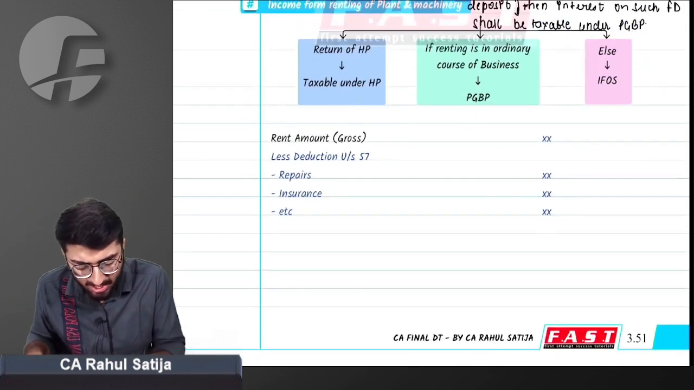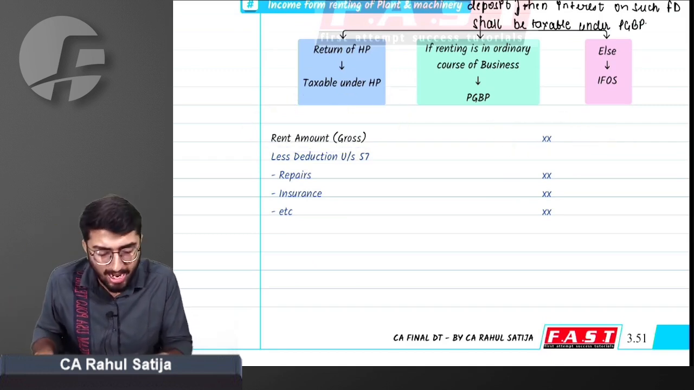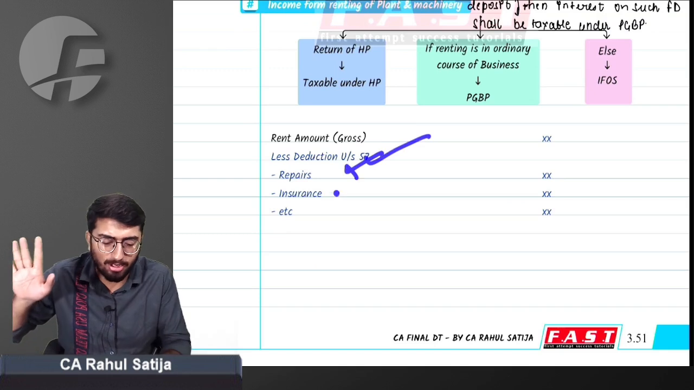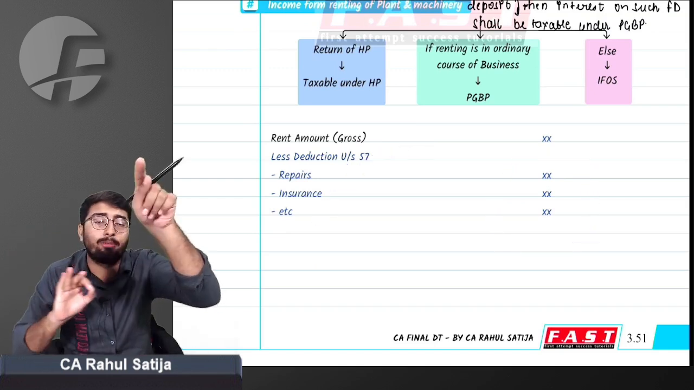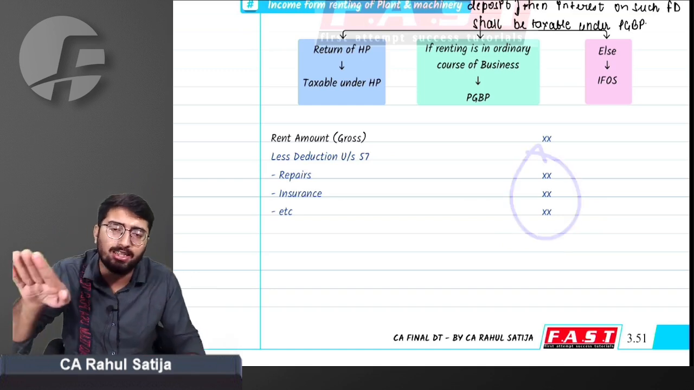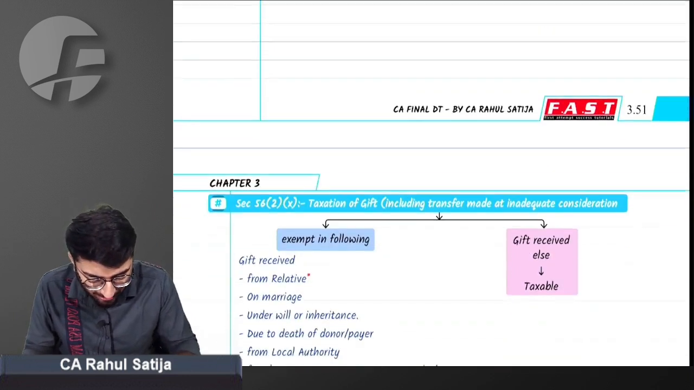Yes, sir, it is very much clear. So whatever rent amount we are receiving will be written as gross rent, and any deduction under section 57, like repairs, like insurance, etc., any deduction that has helped you to earn such income will be reduced from such income under section 57 deduction. Got this point or not? Yes, sir, we did understand.